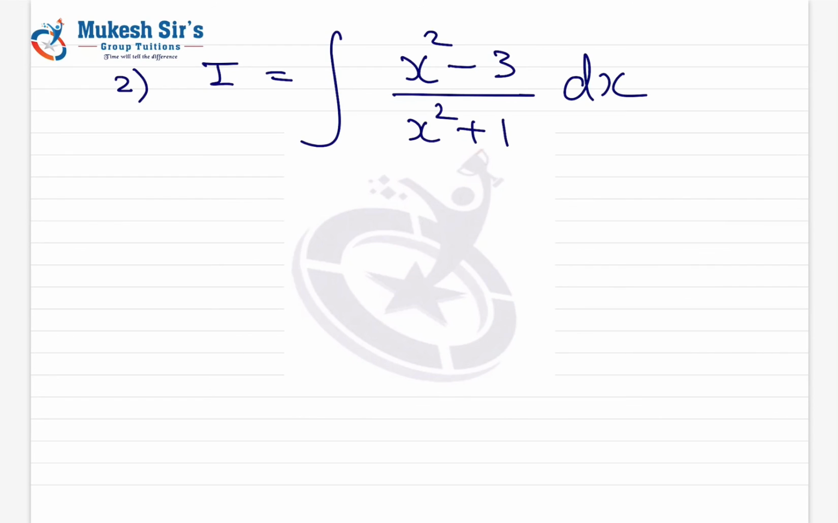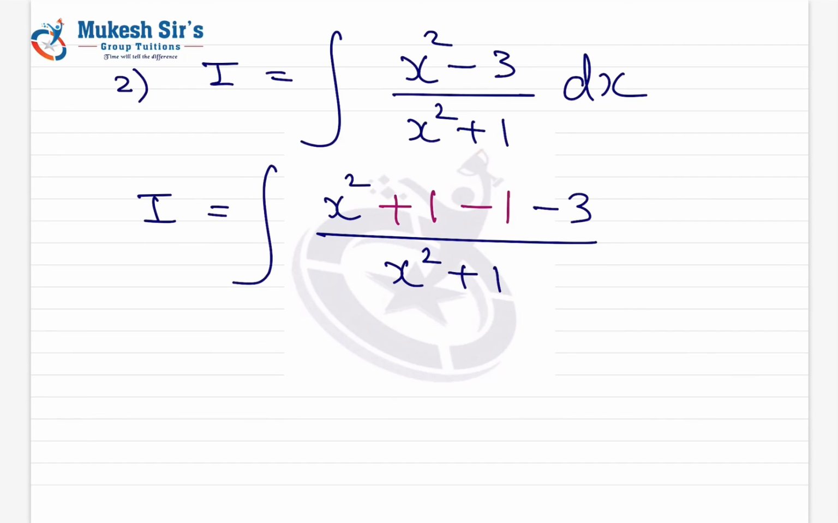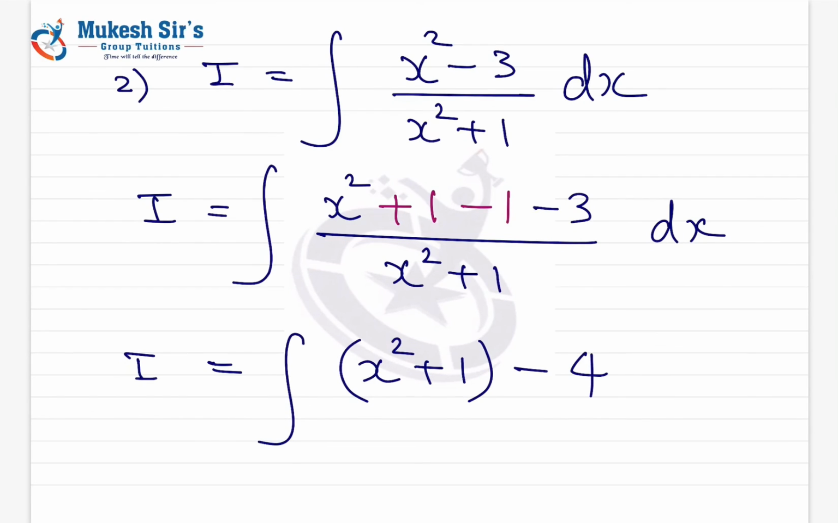Now here the degree of both is the same, equal. So I can do adjustment here. I'll make the numerator same as the denominator. So I have plus 1 in the denominator. So I'll write plus 1 minus 1, and the minus 3 I have written as it is. The whole divided by x square plus 1 dx. So to make the numerator same as the denominator, what did we do? Plus 1 minus 1. So I can write this as integration of x square plus 1, and minus 1 minus 3 becomes minus 4 upon x square plus 1 the whole dx.